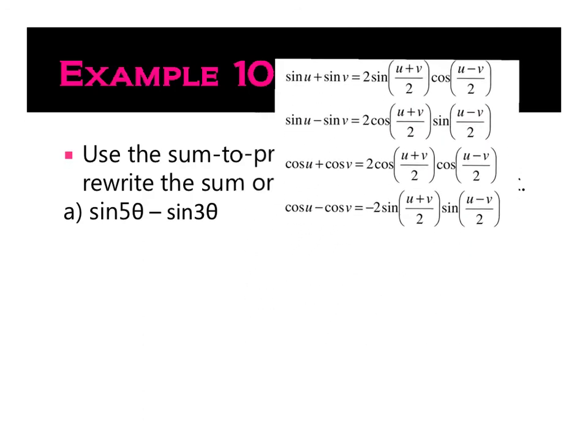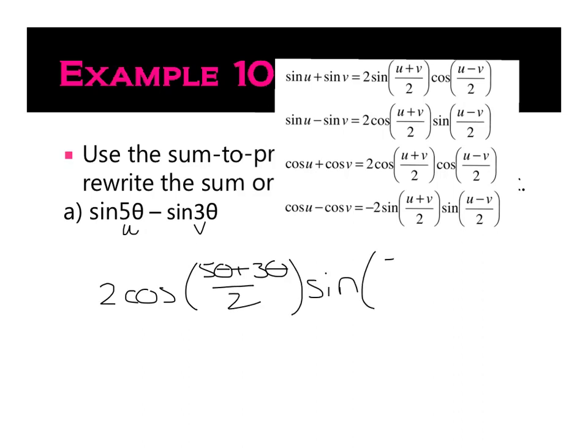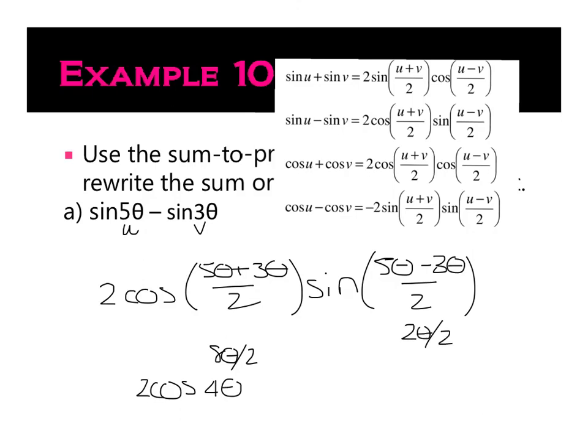So let's go ahead and start substituting. Remember, this is u, this is v in the formula. So we're going to do 2 cosine of u plus v, so 5 theta plus 3 theta over 2, sine, and now we're going to do the difference, over 2, and we're going to simplify this. 5 plus 3 is 8 theta. When we divide that by 2, we're going to get 4 theta, so we get 2 cosine 4 theta here. 5 minus 3 theta is 2 theta. Over 2, we're going to get theta, so sine of theta. And that's our answer.